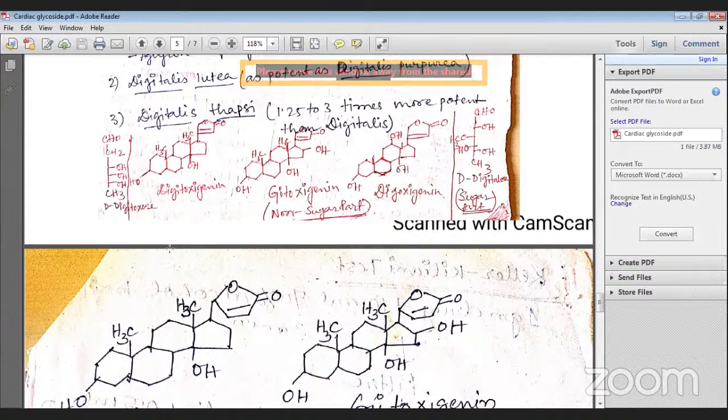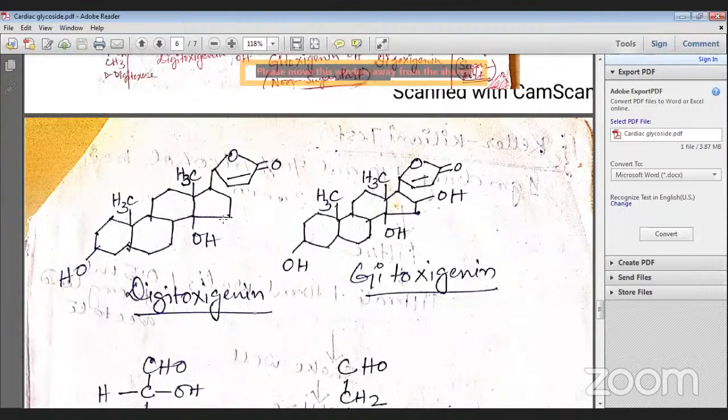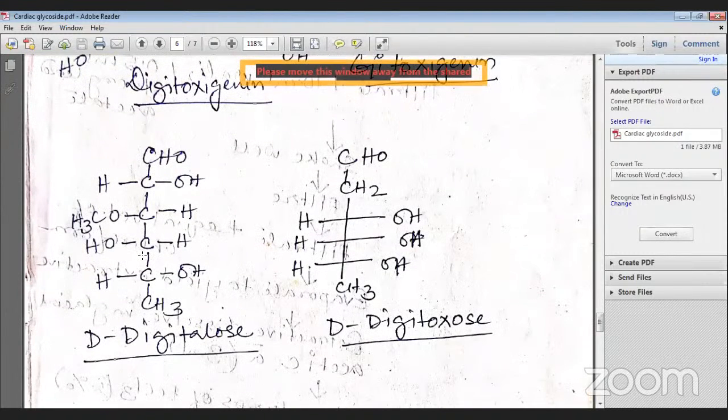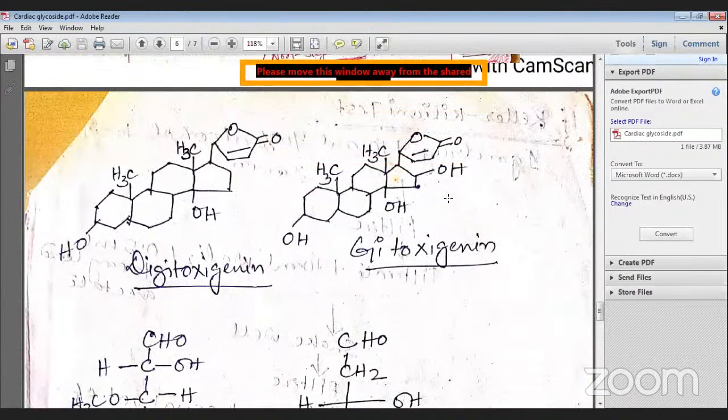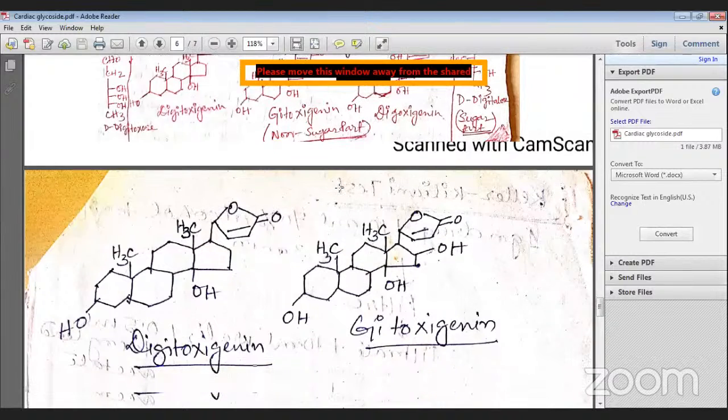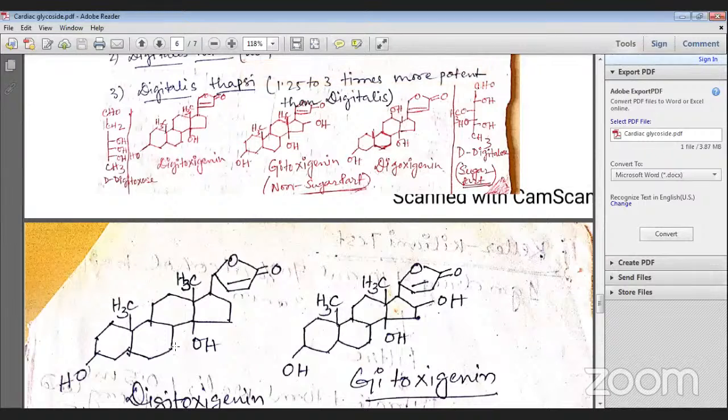So while writing the glycoside, that is the digitoxin, you have to write the sugar part and the non-sugar part. This is the sugar part, and this is the digitoxigenin, which is the non-sugar part or the aglycone part. While writing the glycoside, you have to combine the sugar part and the non-sugar part.